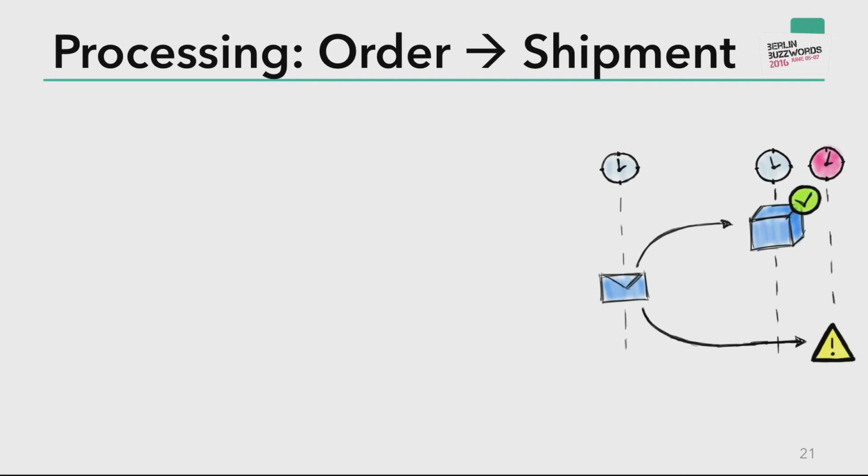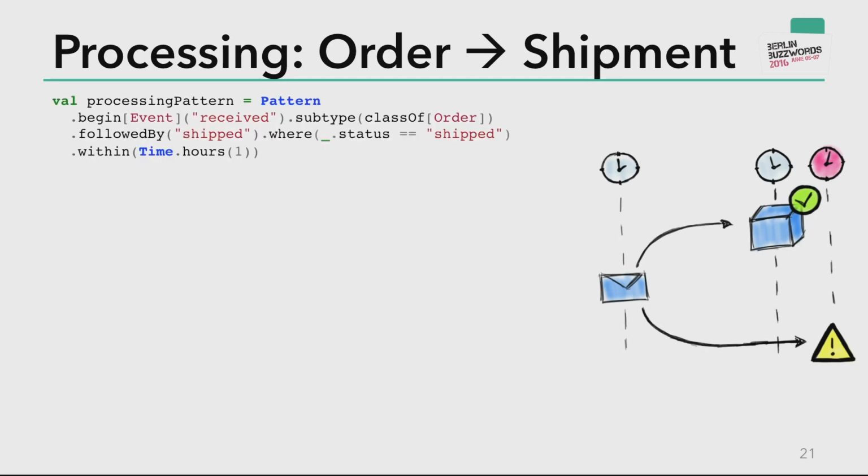That is, if we receive an order event, we also want to see here a blue parcel, which is a shipment event within 1 hour, for example. If we see that, we are safe and we can generate our processing success event. If we see the order event and it is not followed by this shipment event, we want to generate the process warning.